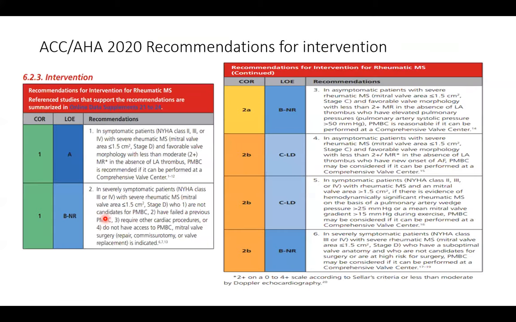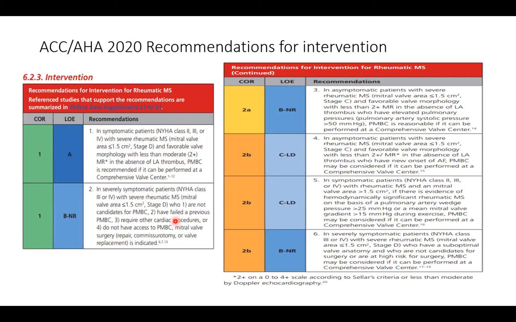So the ACC/AHA also has some slight differences, but the class 1 recommendations are pretty much the same. You have a symptomatic patient with severe stenosis, that's less than 1.5 cm squared, without contraindications, without thrombus, and they have favorable valve morphology. The class 3 and 2B we can look at later.